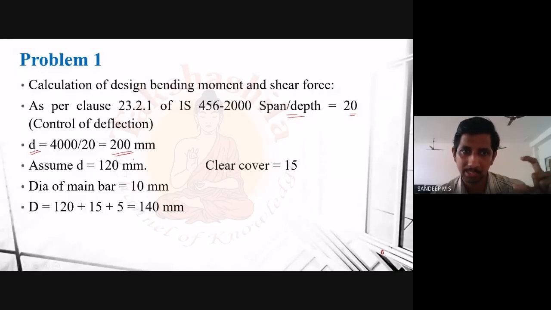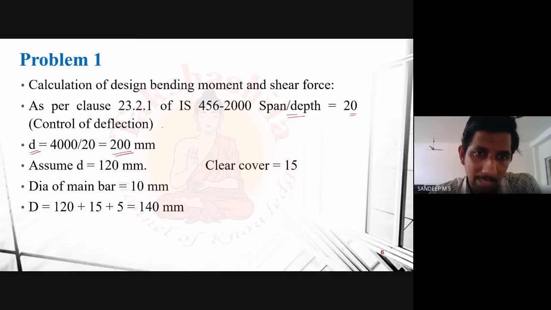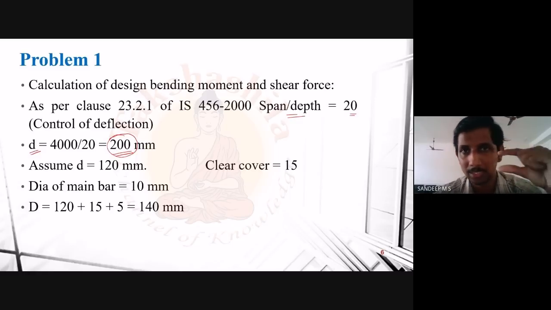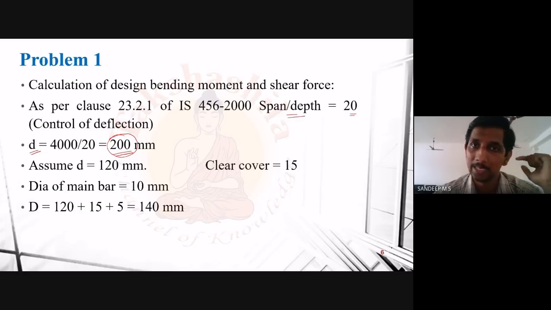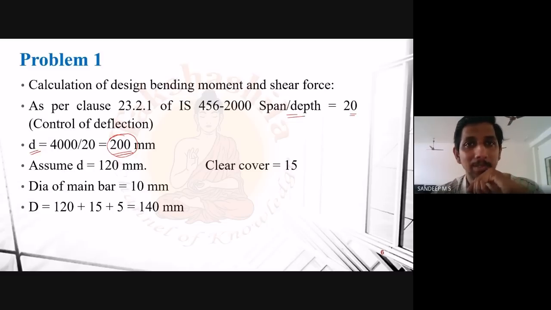Please focus here, there can be some confusion. Based on control of deflection, we are getting a value of 200 millimeters, that is 20 centimeters. That is the required depth that should be provided to prevent the deflection. But in the case of slabs, please understand, can someone suggest what is the normally adopted thickness for a slab in the case of a residence building? Or maybe in the case of a commercial building?